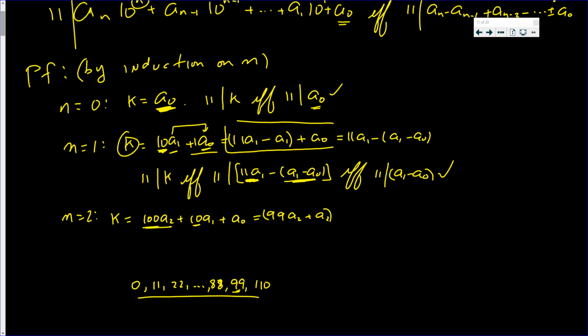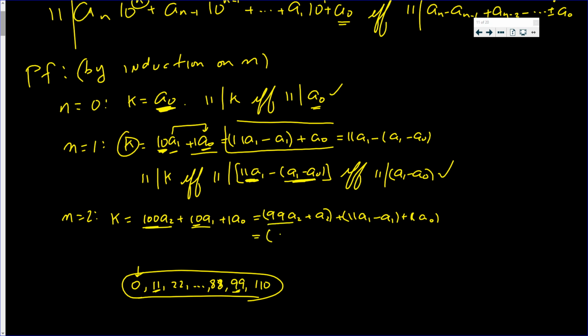Now, of these numbers, 11 is closest to 10. So I'm going to think of 10a1 as 11a1, but I should only have 10a1, so I'll take away an a1. Plus, now there's a 1 here. That's closest to 0. So I can have 0 times a0 plus a0. Well, that's just a0. Okay, now rearranging this.